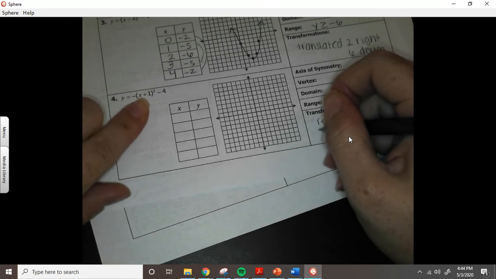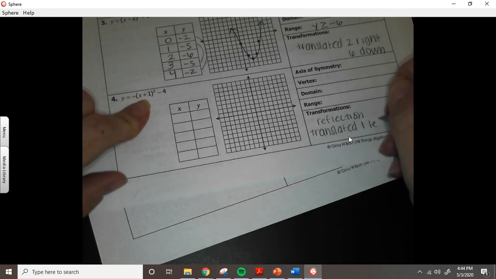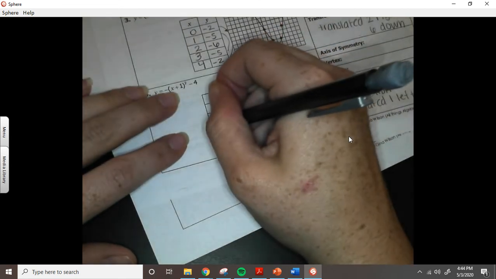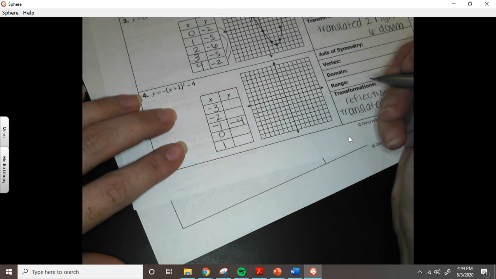Okay, let's predict this one. Oh, we see a negative, so I'm predicting a reflection, and I'm predicting horizontal and vertical movement. So it was translated 1 left or right. Good, it's plus, so that means 1 left, and I know it's going to be 4 down. Let's take out that vertex. So negative 1, negative 4, and then we're going to the left, so negative 2, negative 3, 0, 1.